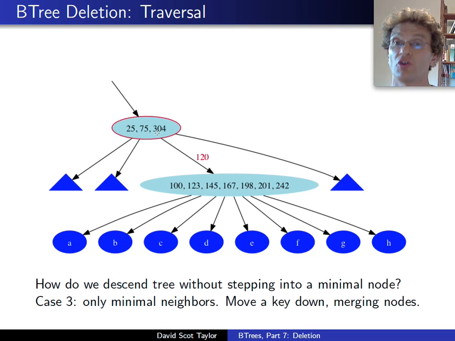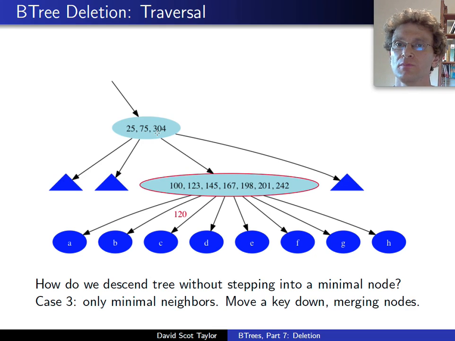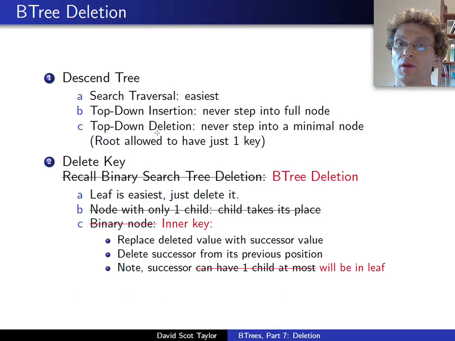That's how you traverse down the tree. If we know how to step into a non-minimal node, we know how to step into a minimal node with a non-minimal neighbor, and we know how to step into a minimal node without a non-minimal neighbor, then we can always step down in the tree. Great, so now we know how to descend.